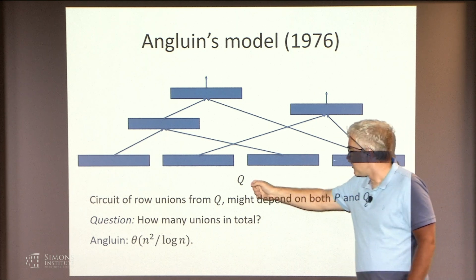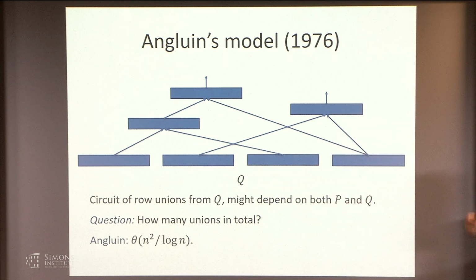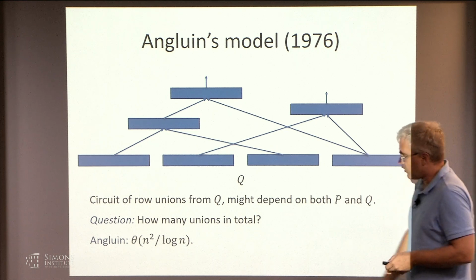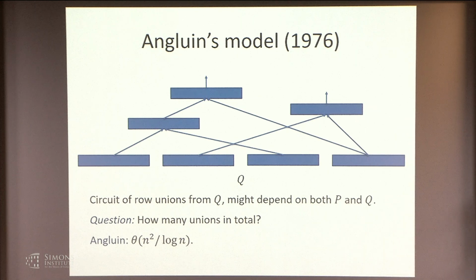And what is the input? The input are rows of the original matrix Q, of the right matrix Q, and that's what is flowing through this circuit. And the question is how big this circuit should be. That corresponds to how many unions you have to take to actually compute this resulting matrix. And Angluin actually gives an answer, and she shows that n squared over log n is a lower bound, and it turns out that this is actually tight. So you just need n squared over log n unions.